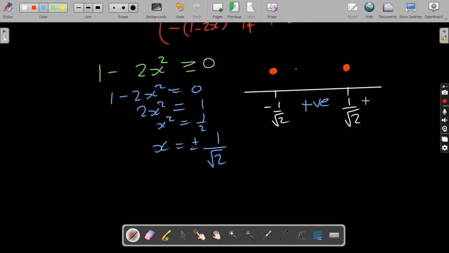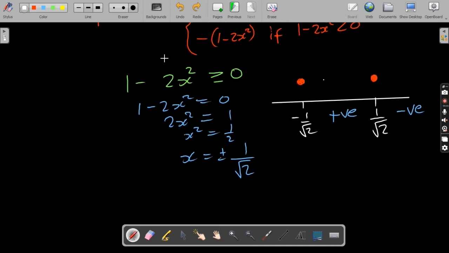If I pick a number outside the region, let's say 2, on this side, and I put it in there, x squared will be 4. 4 multiplied by 2 is 8, so 1 minus 8 will be negative. So on this side, I have negative values. If I substitute any of these values, it will amount to a negative number. But if I substitute any of the values which are in between these two numbers, it will result in a positive number. If I substitute negative 2, it doesn't matter that it's negative, it still amounts to negative 8, 1 minus 8, so this side is also negative.